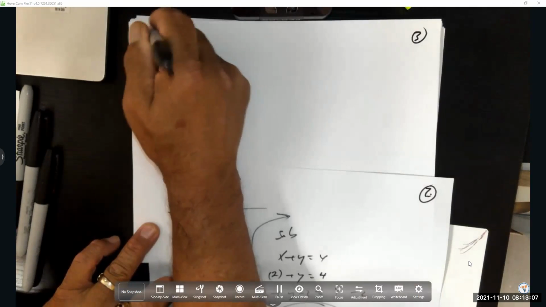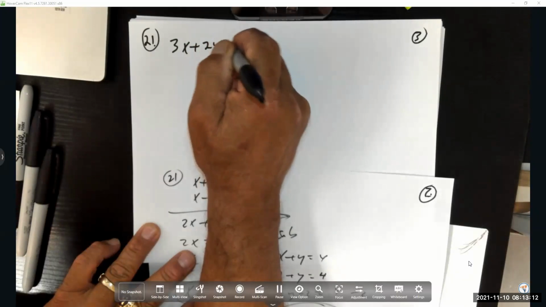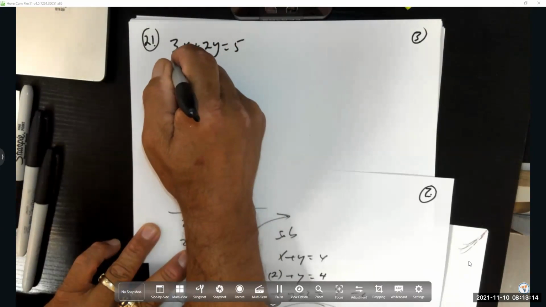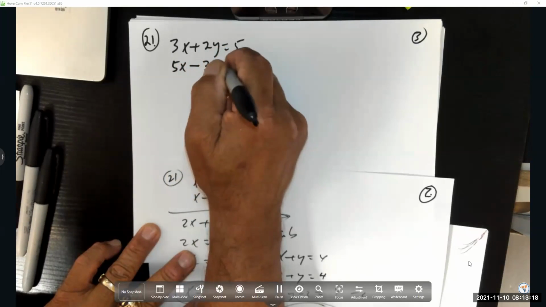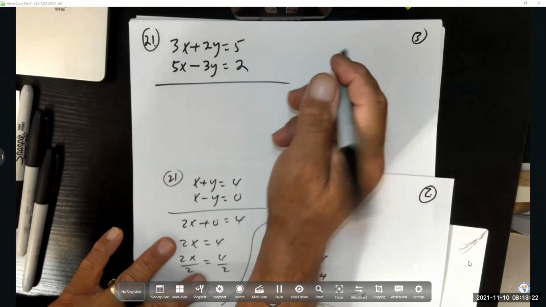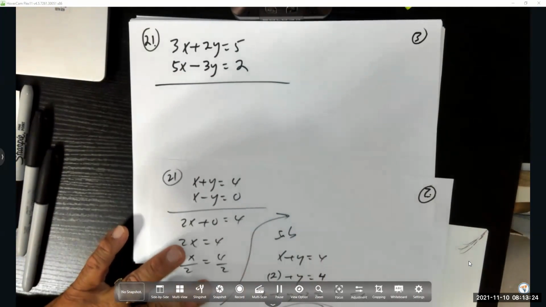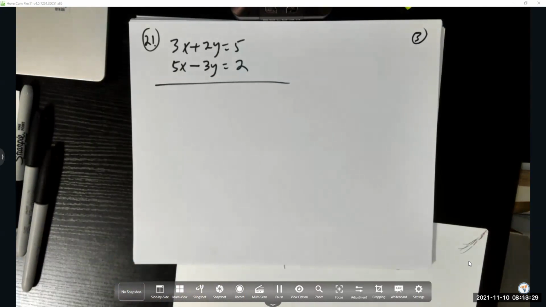we want again 3x plus 2y equals 5, and 5x minus 3y equals 2 or something. Let's see, real quick. All right, so there's a problem. So now, oh man, if you add straight down, nothing's gonna happen. Nothing at all is gonna happen. You add straight down, what happens? Nothing. You get 8x, you get a y.